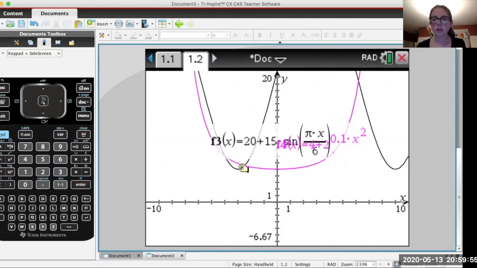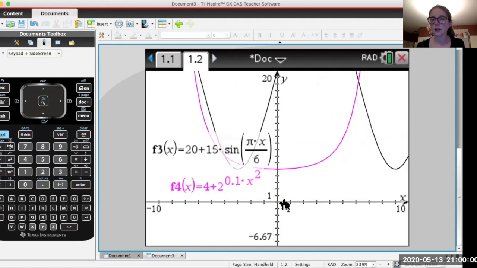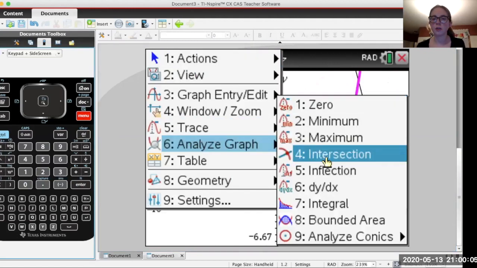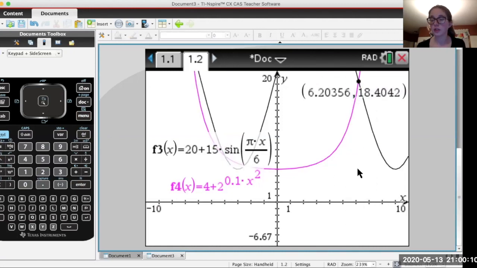No, this looks like it's pretty good because I'm looking for the first intersection after 0, and I can see that to the right of the y-axis, I can see an intersection right here. So I'm going to use my intersection tool, and I can see that the x value of that intersection, which is going to be our t, is 6.20. So that means that at 6.2 hours after midnight, the fish were entering and leaving the lake at the same rate.